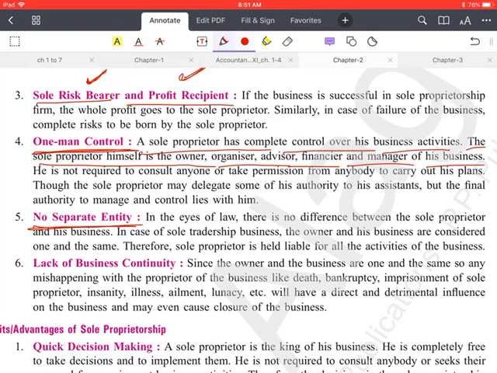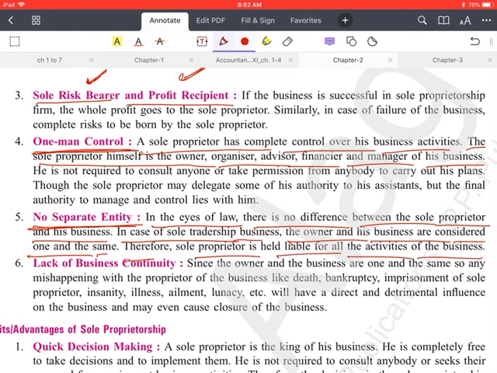But if we talk about the liability of that business, so you can say the sole proprietor and his business, these are not separate entity. Okay. So in the eyes of law, there is no difference between the sole proprietor and his business. In case of sole proprietorship business, the owner and his business are considered one and the same. Therefore, the sole proprietor is held liable for all the activities of the business.